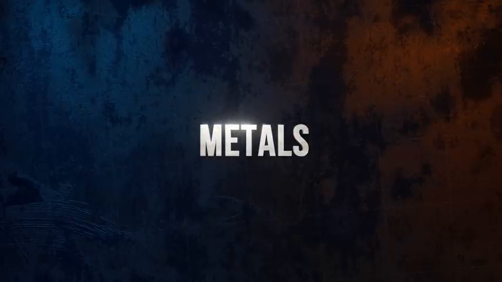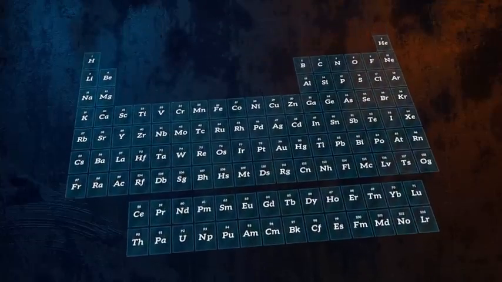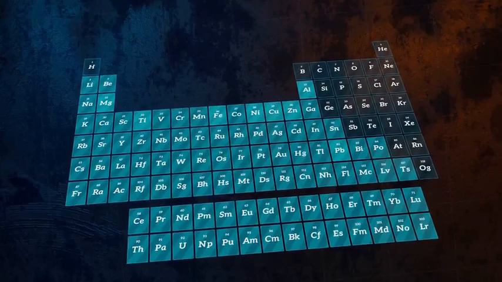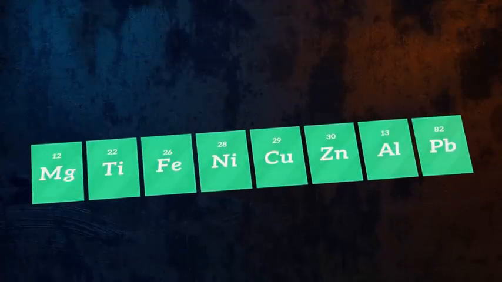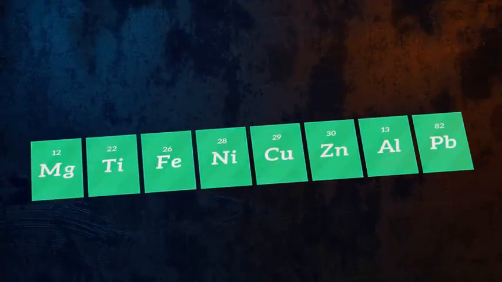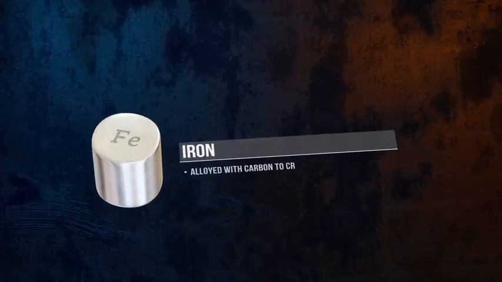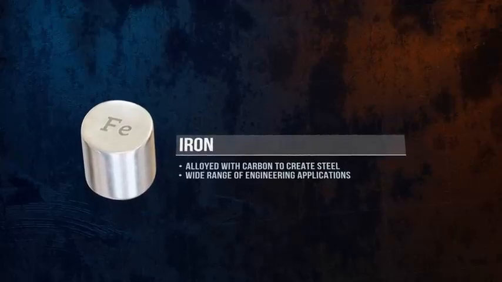to improve their properties. Around 2/3 of the elements in the periodic table are metals, although for engineering purposes, we're particularly interested in just a handful of them. Iron is probably the most important of them all, because it's used to create steel, a high-strength material with a wide range of engineering applications.